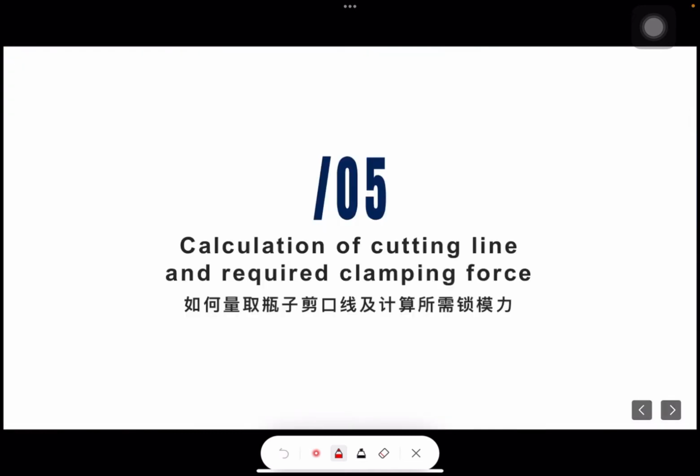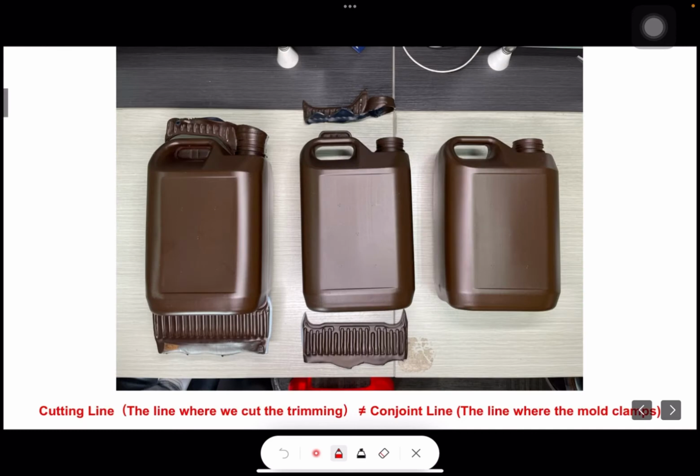Here comes the final part. Last part, we use dimension to choose the suitable size camping plate. And in this part, I will teach you how to use the cutting line to calculate the required camping force.